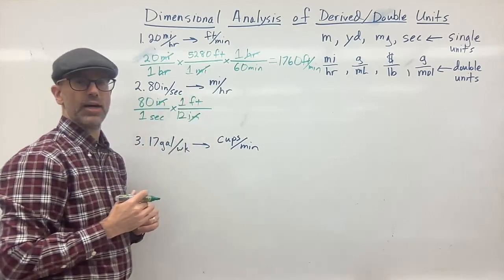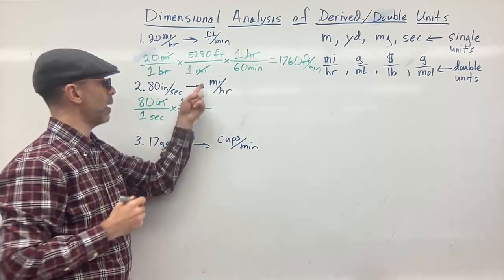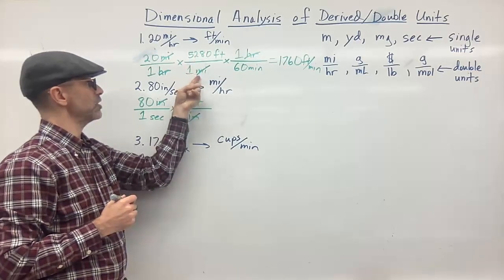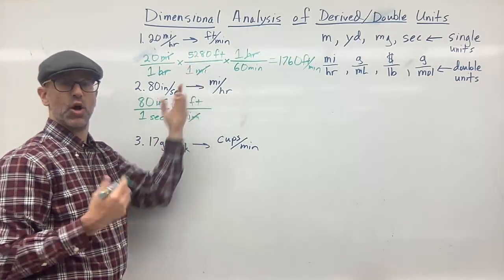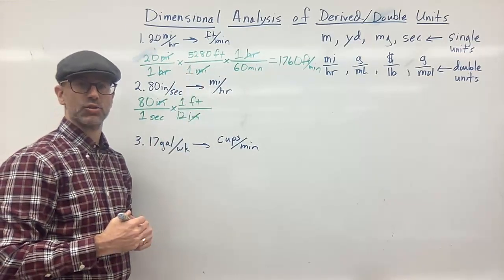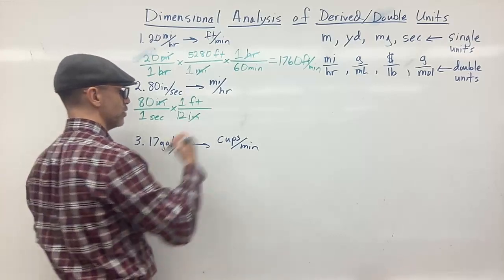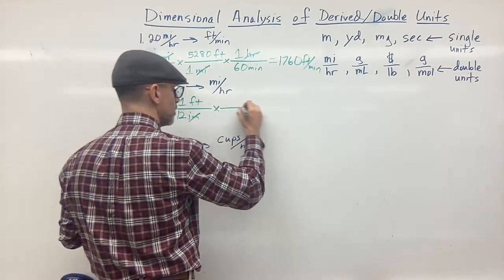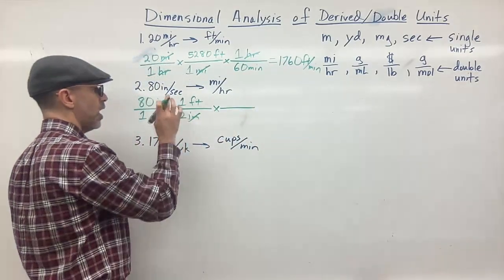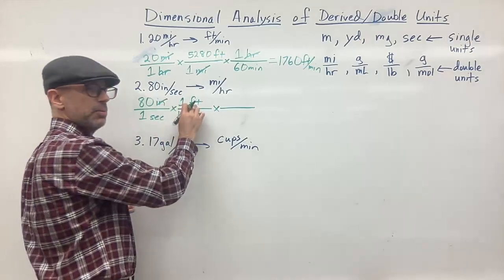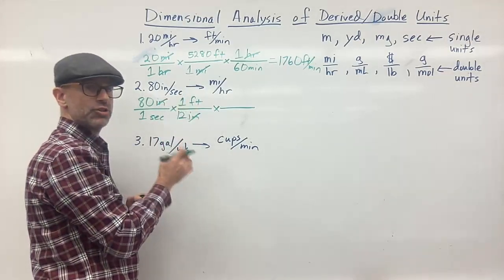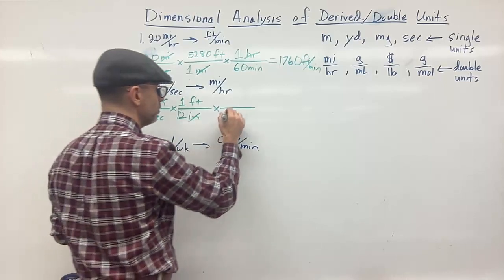I have feet on top, but I don't want feet. I want miles. But I can use the same conversion factor here. 1 mile is equal to 5,280 feet. So I have feet on top, so I'm going to have to put 5,280 feet on the bottom.